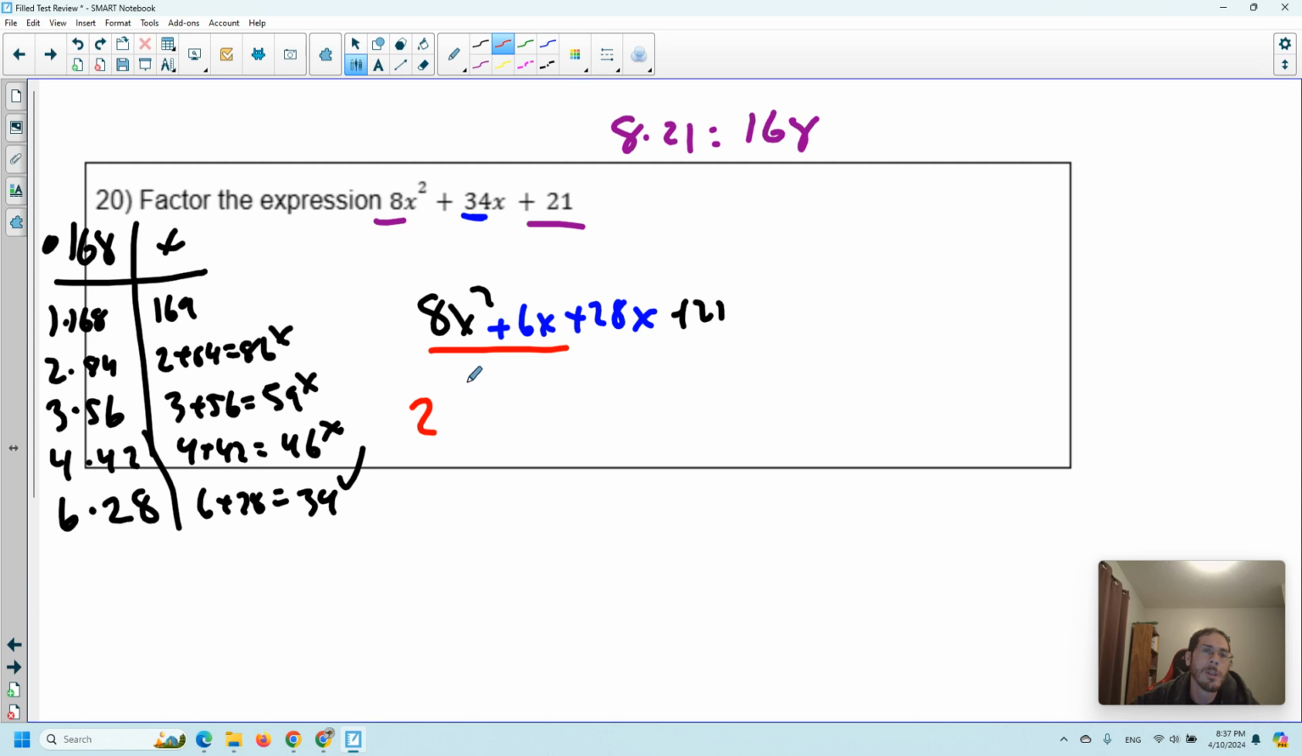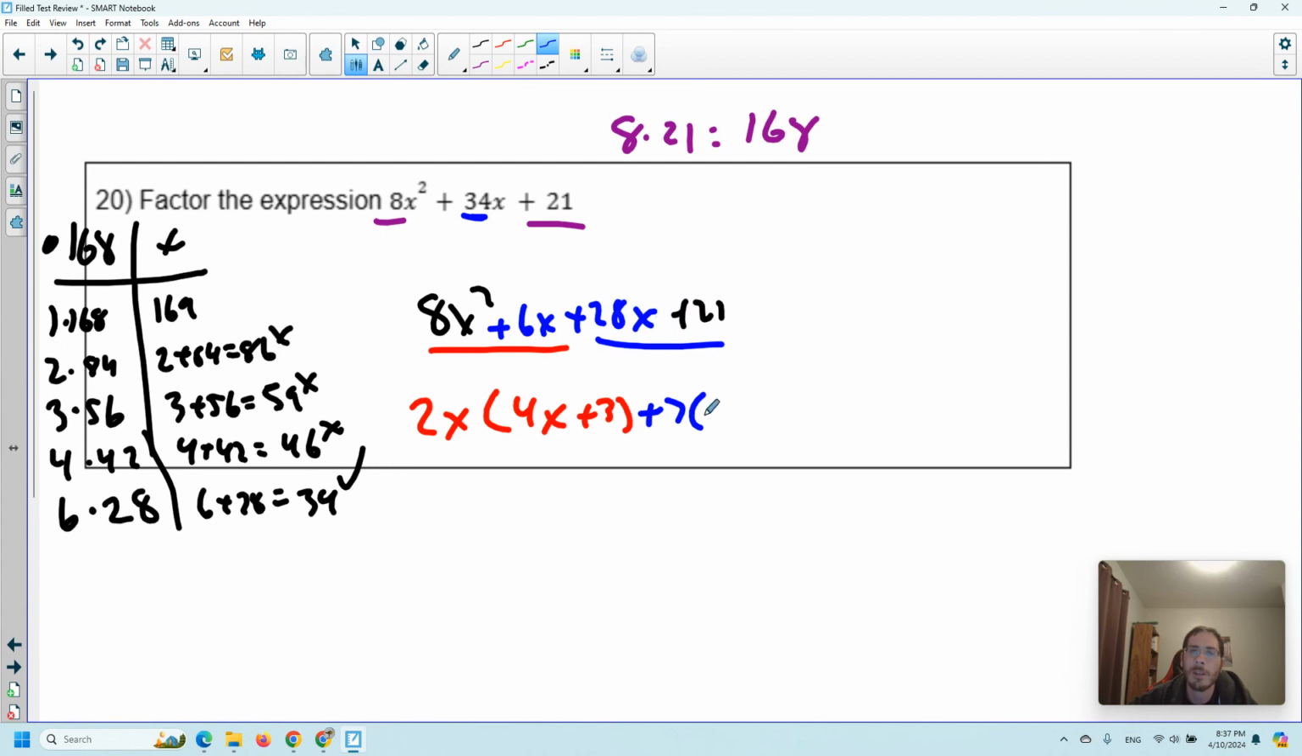But 2 is our greatest common factor, and we can divide them both by x. So 8 divided by 2 is 4. X squared divided by x is x. 6x divided by 2x is 3. And we're going to hope that we get the same thing over here. We can divide these both by 7. That's a good thing we save our brain power for, actually, these GCFs.